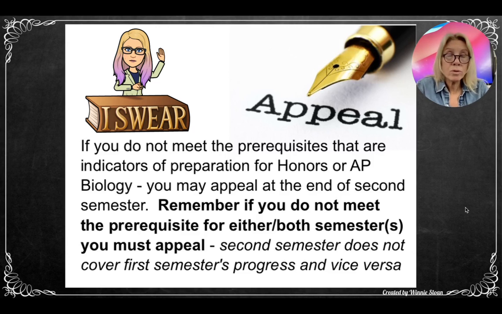Now, if you do not meet the prerequisites, but that is due to you had some growing up to do your freshman year, which is not atypical, that you didn't give it your best effort, that you changed your goals and you wanted to take a more rigorous curriculum, then you can appeal. But the A is required both semesters. So if one of those semesters you don't have an A, then you are going to need to fill out an appeal. Now, I read every appeal that comes to the science department, every appeal.